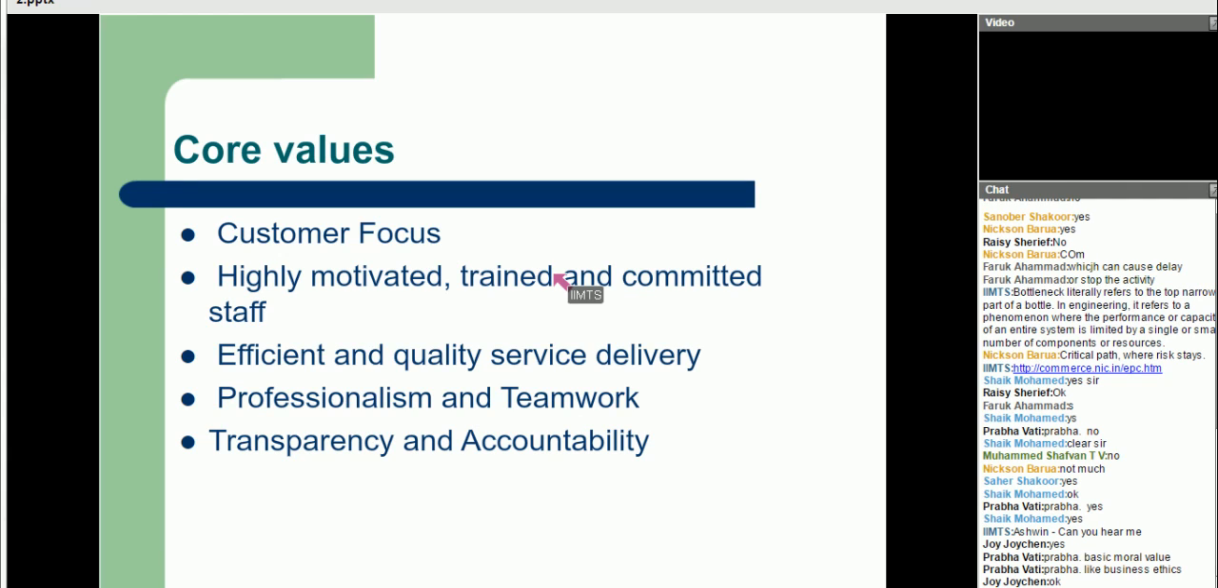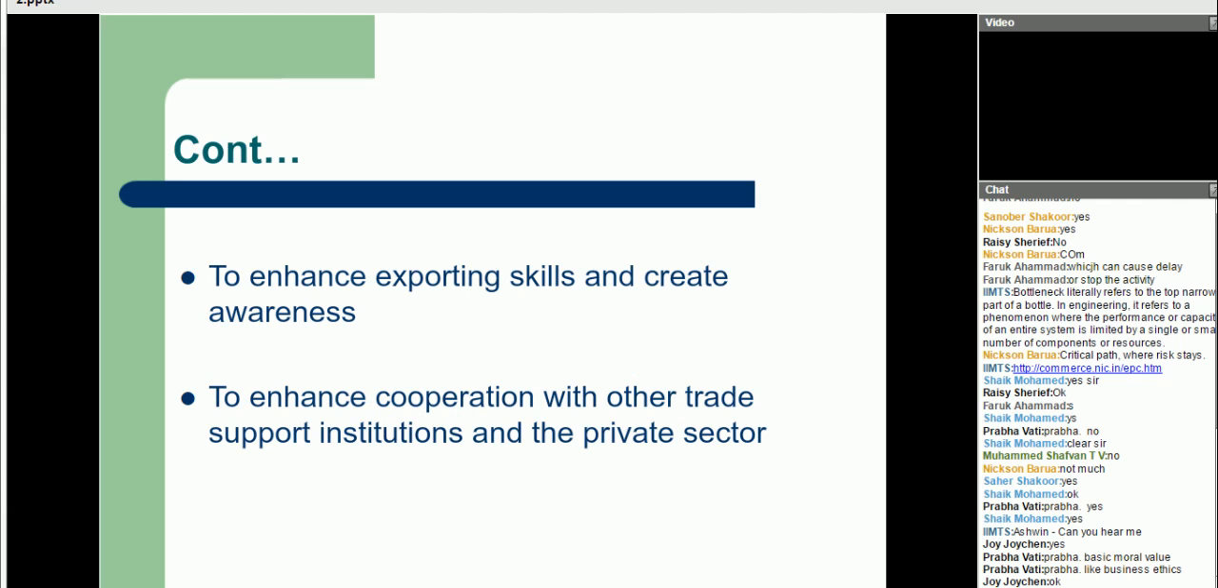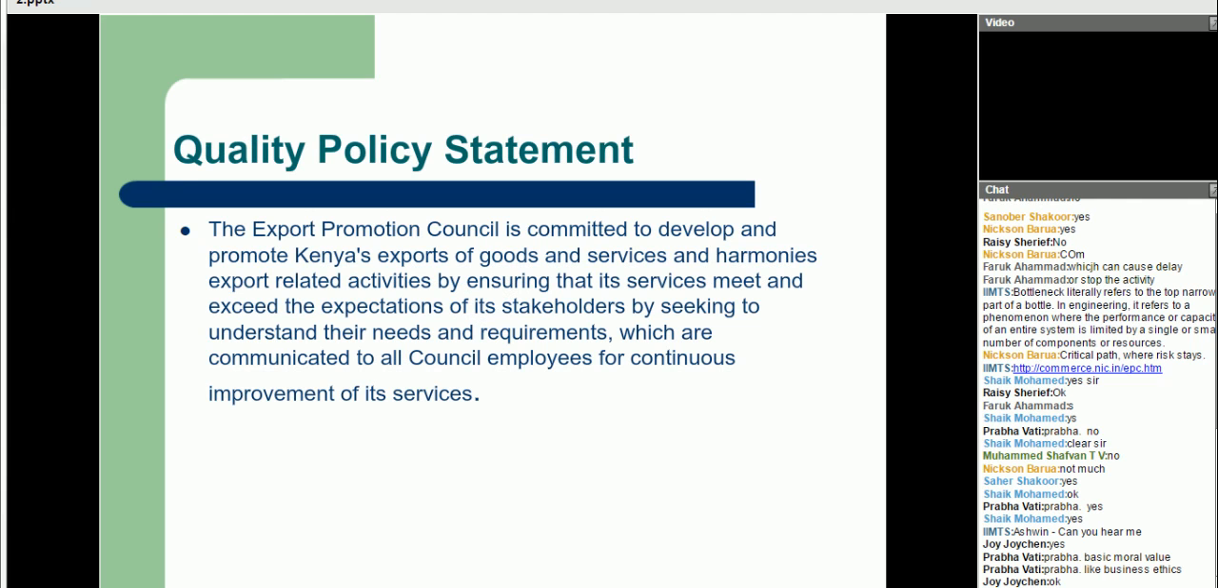So, with regard to EPCs, their core values are customer focus, highly motivated, trained and committed staff, efficient and quality service delivery, professionalism and teamwork, transparency and accountability. Strategic goals: to facilitate the consolidation, expansion and diversification of Kenya's export market for goods and services, to expand the country's export basket through identification of new exportable products, to include new products which can be exported to other countries and provide support for market entry, to enhance Kenya's export competitiveness through product development, adaptation and value addition, to enhance exporting skills and create awareness, to enhance cooperation with other trade support institutions and the private sector. So these are the strategic goals.